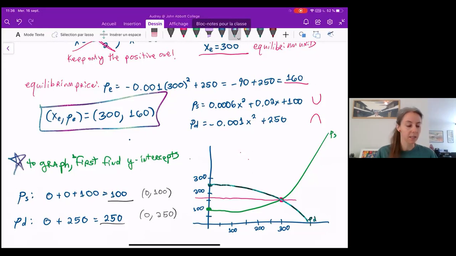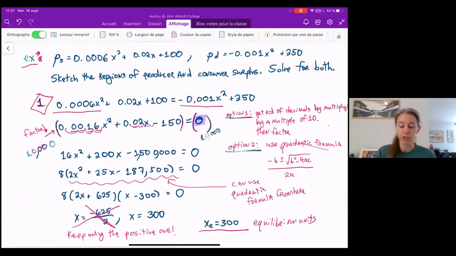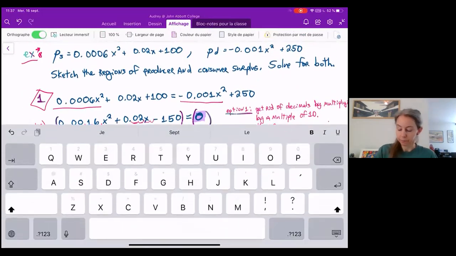Now think about it, see if you remember which is on top and which is on bottom. Consumer surplus on top or producer surplus on top? I know that my demand function is the function that represents consumers, so that means I have my consumer surplus on top. And my supply function is my function that represents producers, so I have my producer surplus on the bottom. So there we've graphed the region and we have sketched the regions of producer and consumer surplus.